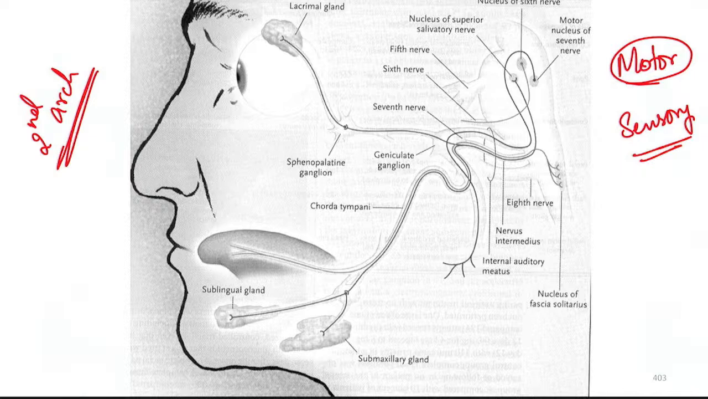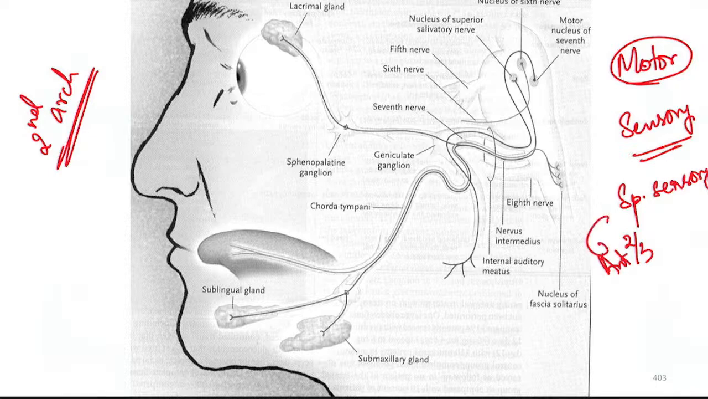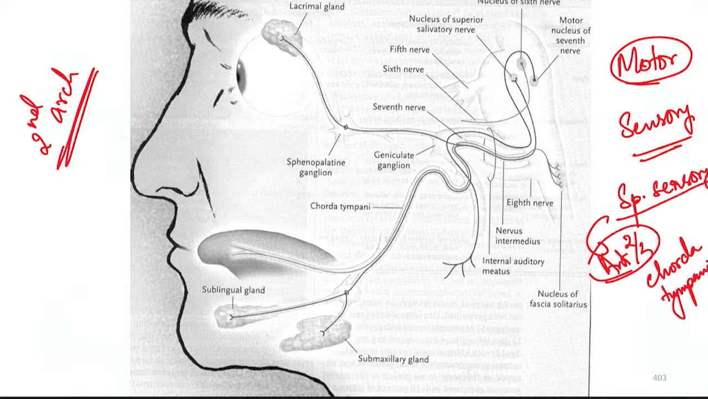Then special sensory. Special sensory is the taste. Okay, taste to the anterior two-third of the tongue. Special sensory supply to the anterior two-third of the tongue via what? Via the chorda tympani. Special sensory to the anterior two-third of the tongue, taste sensation, and that is via the chorda tympani branch.